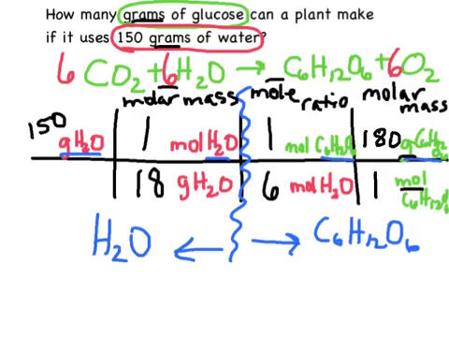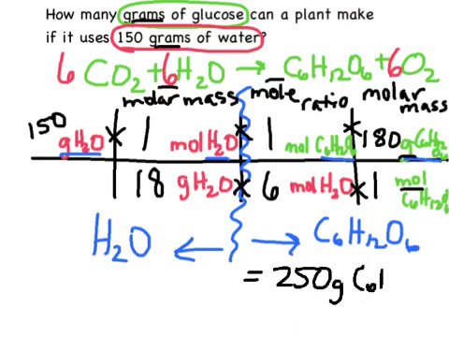So what's left to do now? That's right, our math. Let's multiply everything on top, multiply everything on the bottom, and then divide the two. So 150 times 180, and then divide that by whatever 18 times 6 is. Pause and do that. You should have gotten 250 grams of C6H12O6.